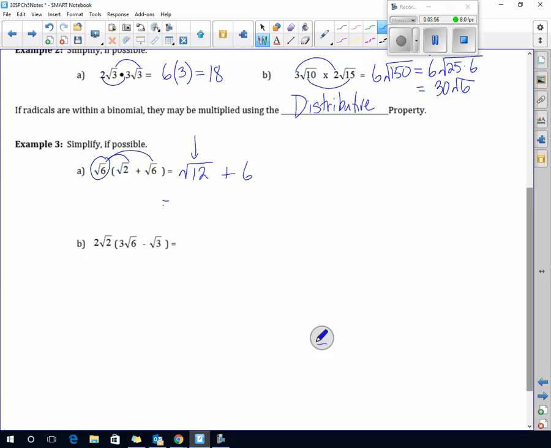Can I add those together? No. It's like saying 2x plus 6. Can I add those two together? No, I can't. I'm going to give you a second to try B.